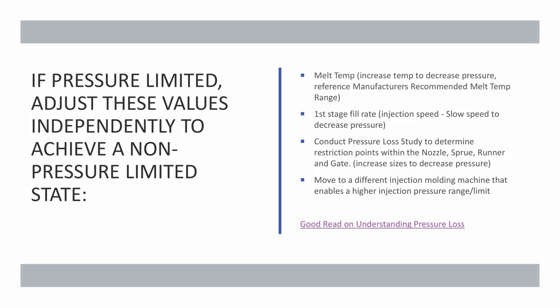Lastly, another thing you can do is move to a different injection molding machine that enables a higher range or limit of max injection pressure. I know this is not always an option due to resources and machine availability, but it typically is going to solve the problem for that part.